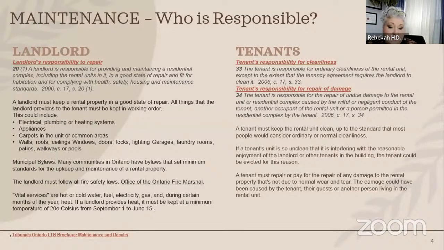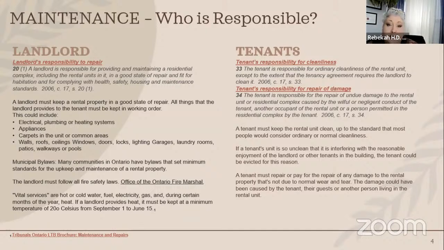Who is responsible? Well, the landlord's responsibility to repair. I'm reading this directly from the RTA. A landlord is responsible for providing and maintaining a residential complex, including the rental units, in a good state of repair and fit for habitation, and for complying with health, safety, housing, and maintenance standards. Let's break down that paragraph. In a good state of repair, fit for habitation, and complying with standards.